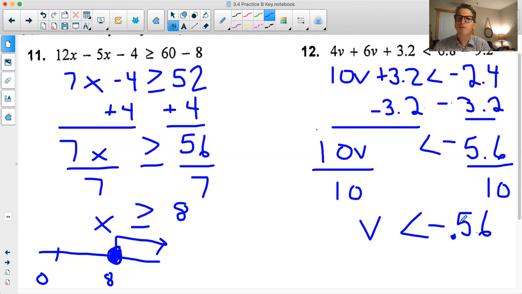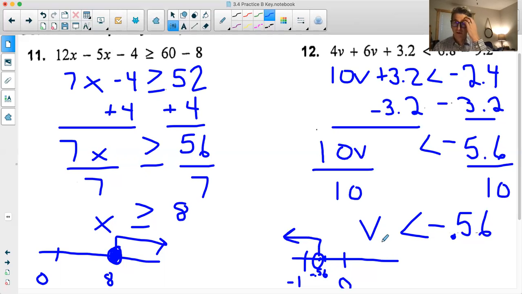So negative 0.56. If you were to graph this one, here's your 0, and here's your 1, negative 1. Negative 0.56 is right about there. You would have a circle, and you're going to be graphing everything less than that. Less than. Okay, and that would be number 12.